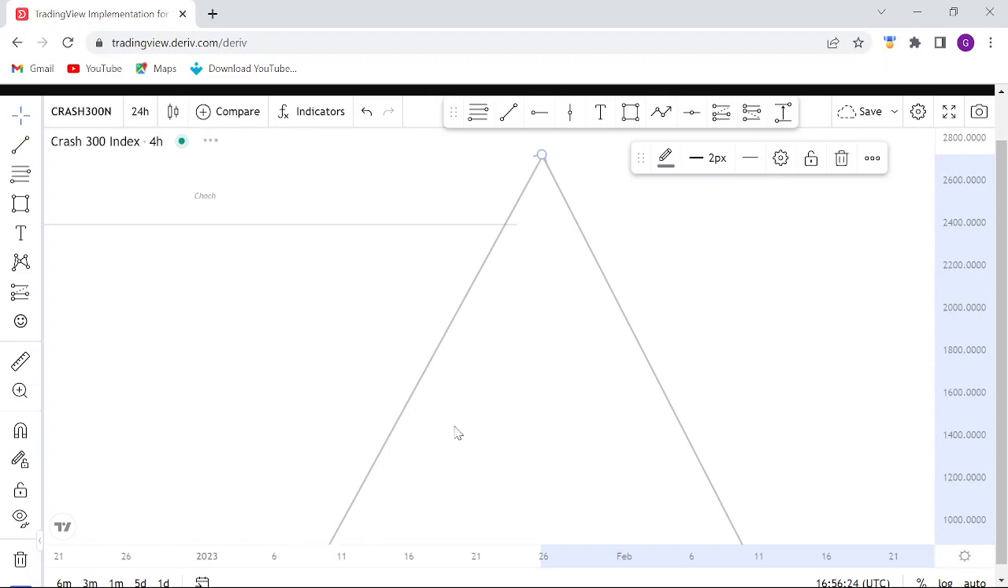The strategy is very effective, and as time goes on, we are going to be analyzing more of them together.